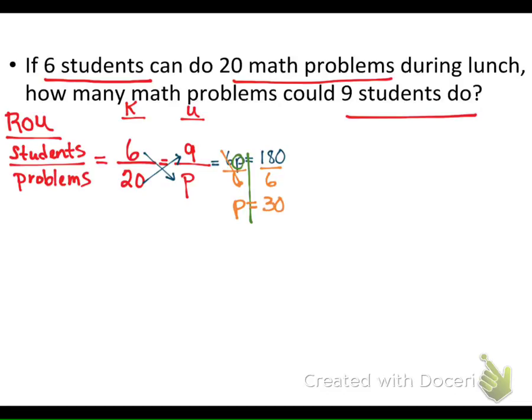You can put 30 math problems or 30 problems. As long as you have 30 and some type of unit that goes with it, it'd be correct. Now, if you put 30 students, you're not going to get full credit because we already know how many students there are. I want to know the correct unit with it. Okay. Questions?